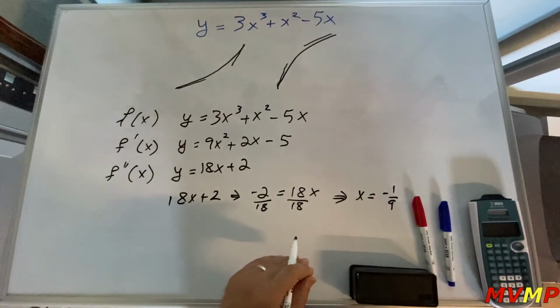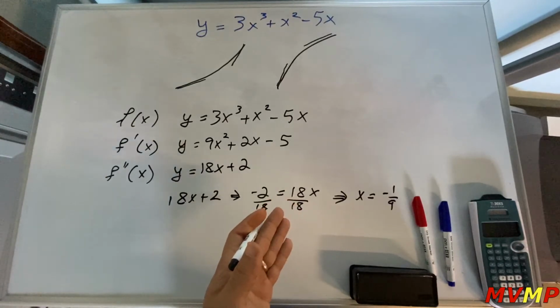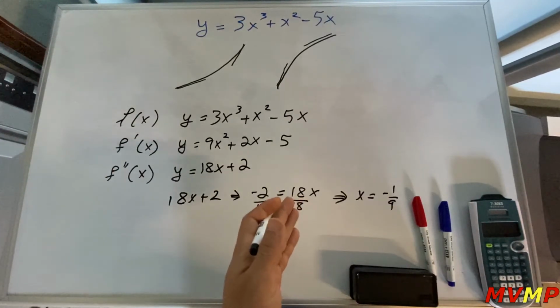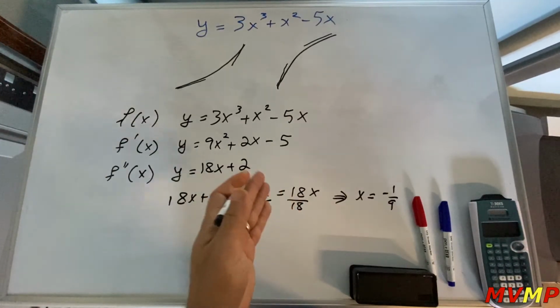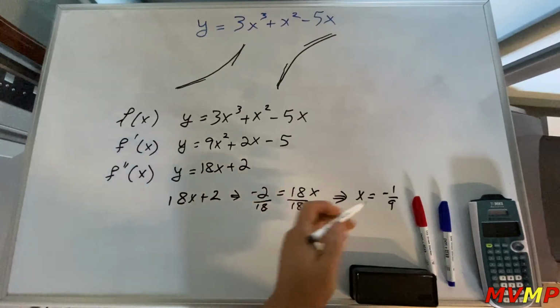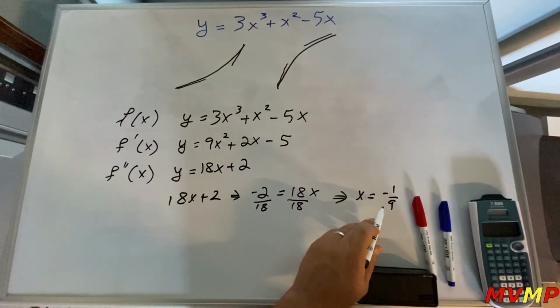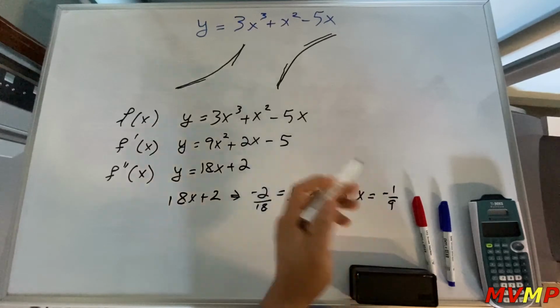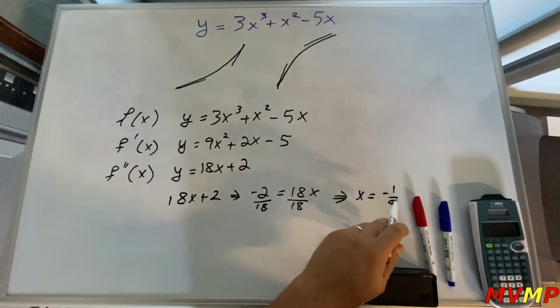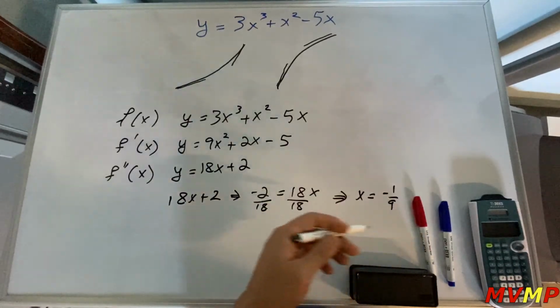So we have negative 1/9. And then what this tells us is that f of x is concave downward up to the point x equals negative 1/9, and then it is concave upward from x equals negative 1/9 and so forth.